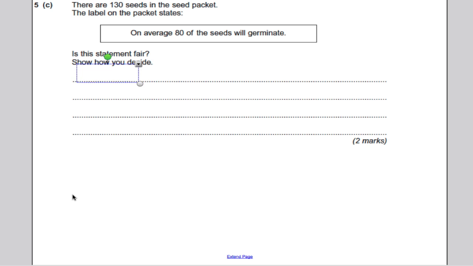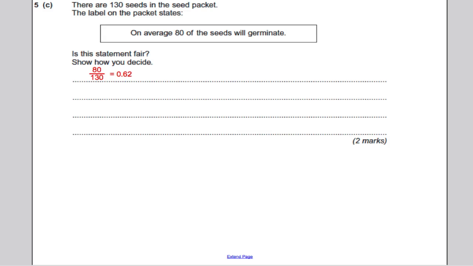Question 5C. There are 130 seeds in the seed packet. The label on the packet states on average 80 of these seeds will germinate. Is the statement fair? Well, what is 80 out of 130? 80 out of 130 is 0.62.